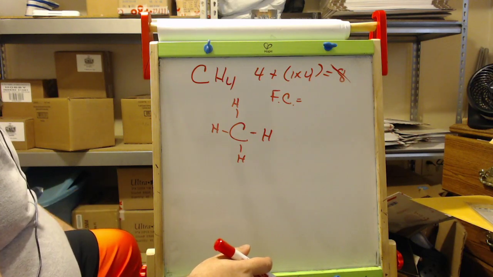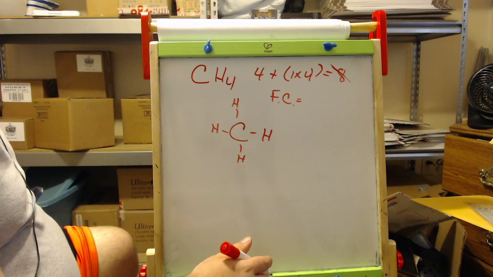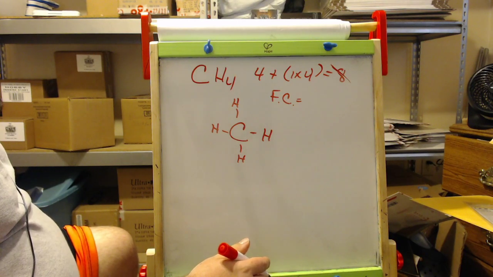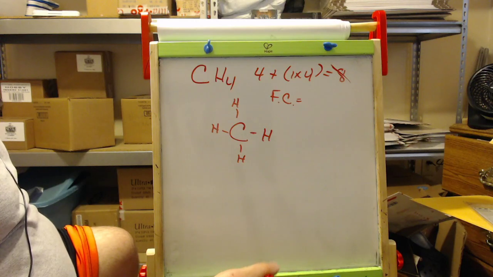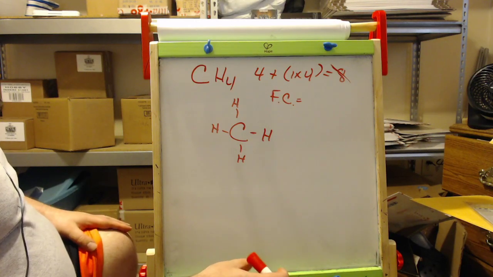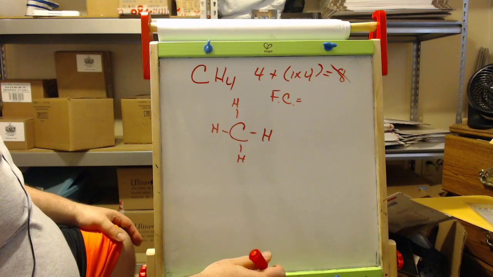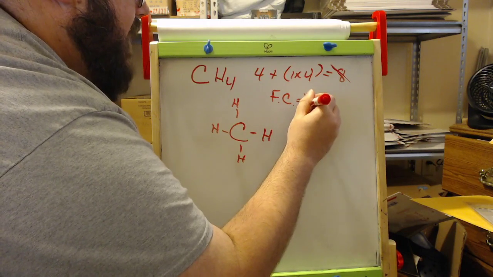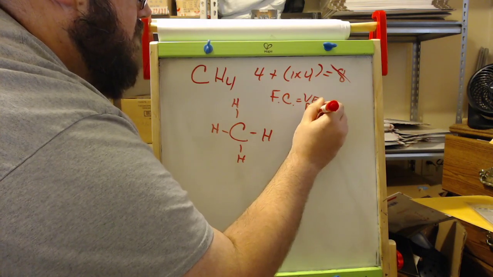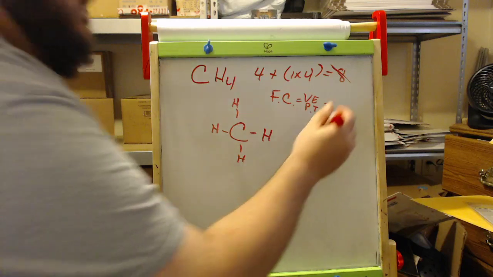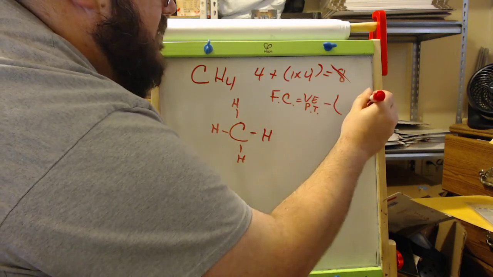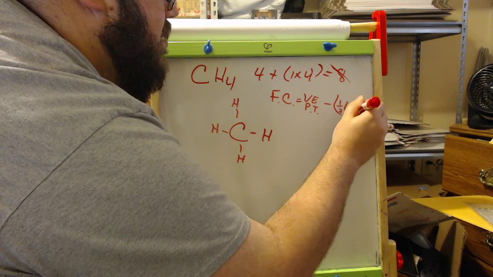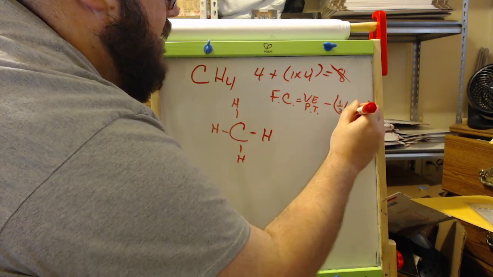Formal charge, if you don't remember, is essentially valence electrons on the central atom, that's based on the periodic table, minus what you assign to it. So it's valence electrons from the periodic table minus the valence electrons assigned, which is essentially 1/2 my bonding plus my non-bonding.